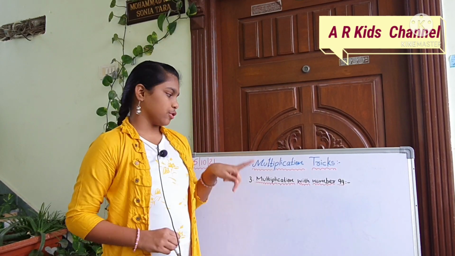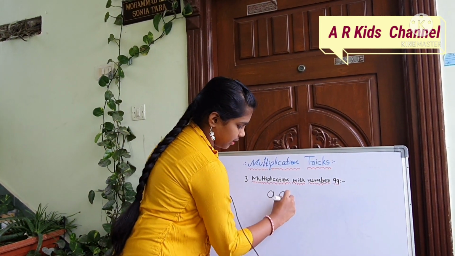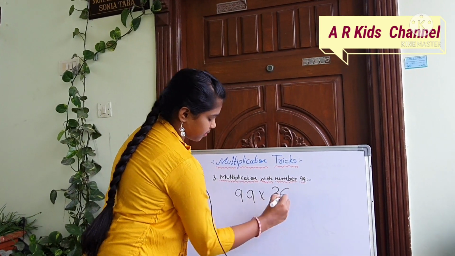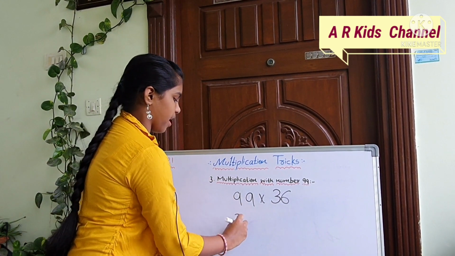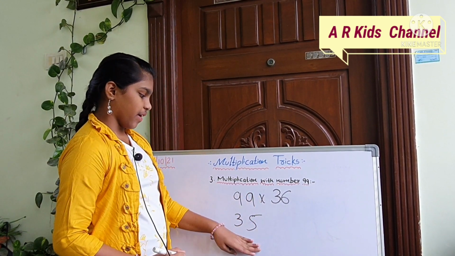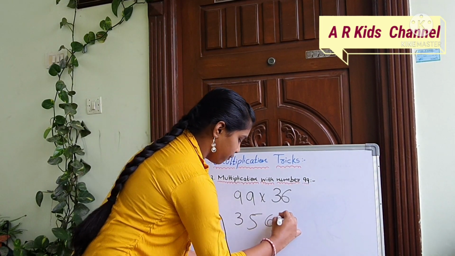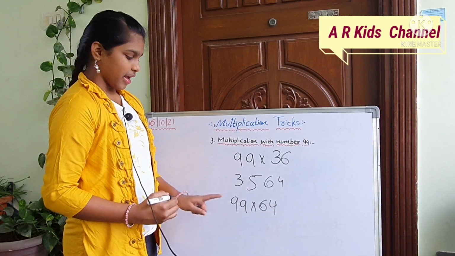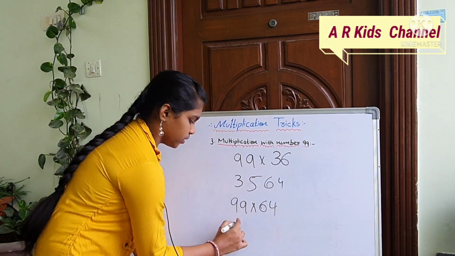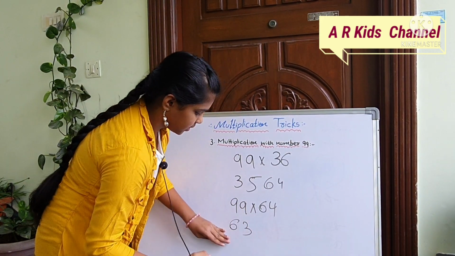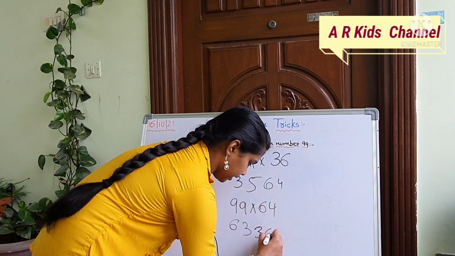Let's see the third trick, which is multiplication with number 99. So here I have an example, 99 into 36. First you need to subtract 1 from 36, which is 35, and then you need to subtract 35 from 99, which is 64. 99 into 64. So first you need to subtract number 1 from 64, which is 63, and subtract number 63 from 99, which is 36.